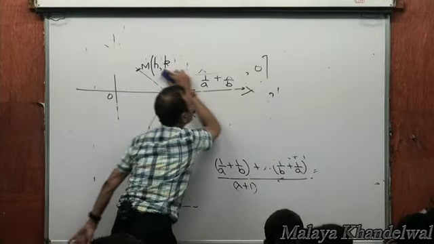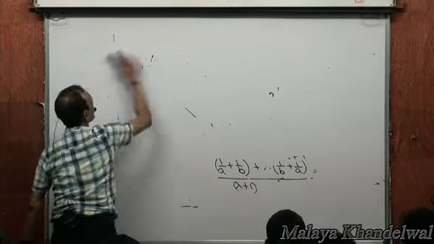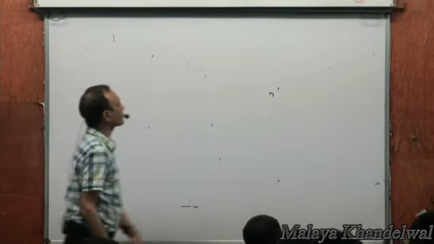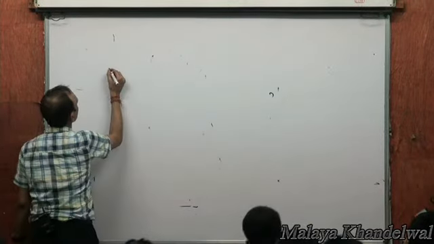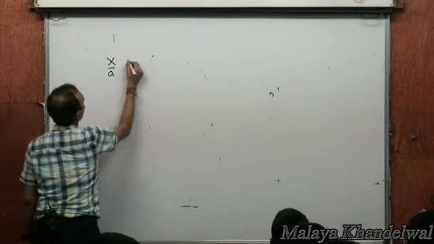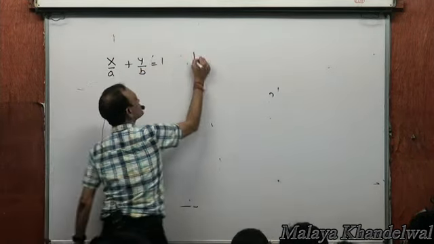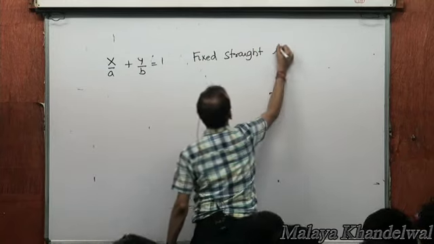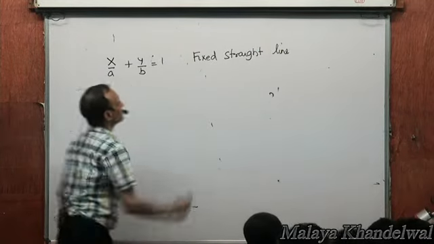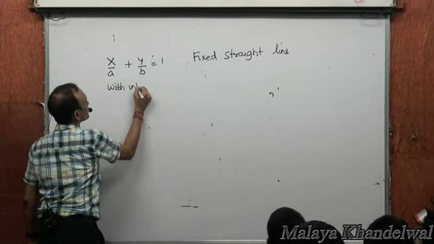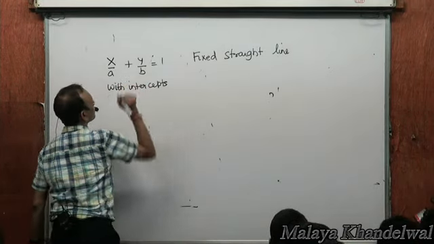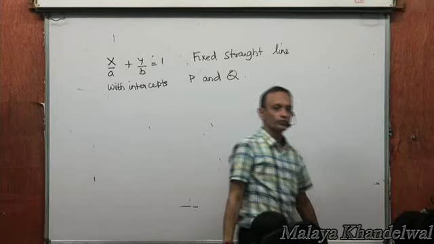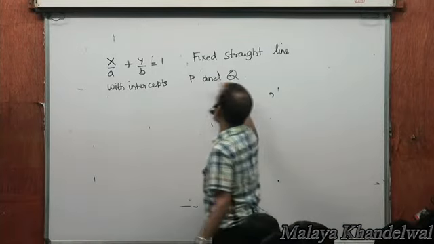Let me give you another one. Say x by a plus y by b equal to 1 is a fixed straight line with intercepts P and Q. X intercept P, say, y intercept Q.